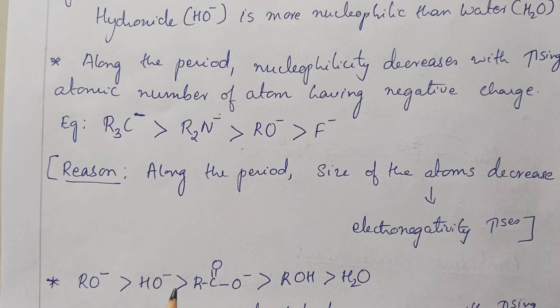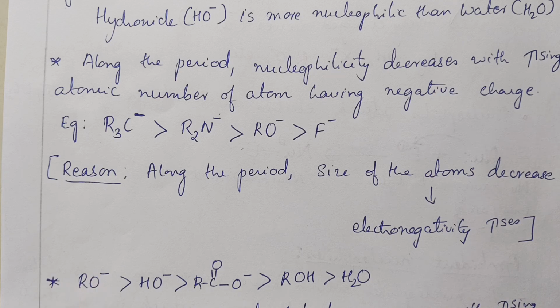When same atom is attached to different groups, how does nucleophilicity vary? So here is an example. Alkoxide greater than hydroxide, that is greater than carboxylate, which in turn is greater than alcohol, that is greater than water. Let's divide this into two parts. The first part has negatively charged ions, second part is neutral molecules. As we studied earlier, nucleophiles with negative charges are stronger than neutral molecules. And among these three, why is alkoxide more nucleophilic?